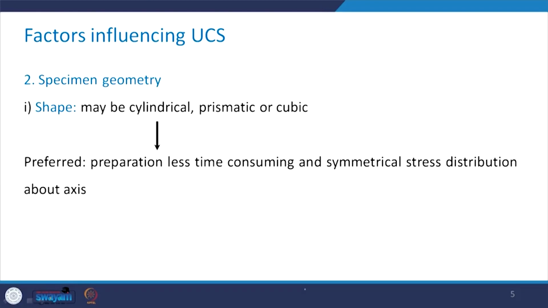So, in the specimen geometry, the first thing is shape. The shape of the specimen can be cylindrical, prismatic, or cubic. Regular specimens we are talking about. Now, cylindrical specimens are preferred because their preparation is less time consuming and the stress distribution about the axis is also symmetric. So, that gives a uniform stress distribution throughout, and therefore the cylindrical specimens are preferred.